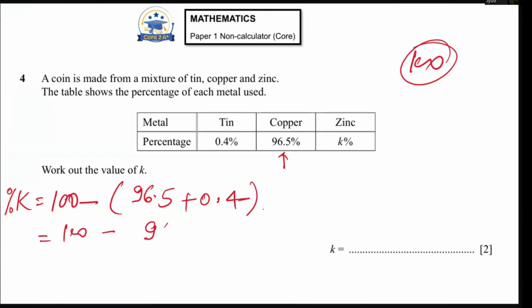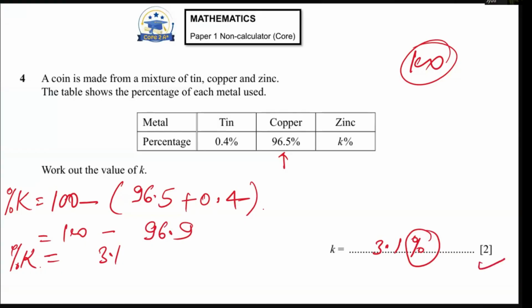After adding, 96.5 plus 0.4 is 96.9. 100 minus 96.9 is 3.1. So the percentage of K, right? So K is 3.1, and it will be in percentage. Don't forget to write the percentage sign, otherwise your marks will be deducted.